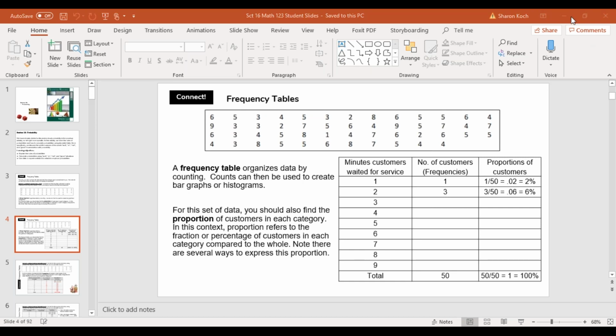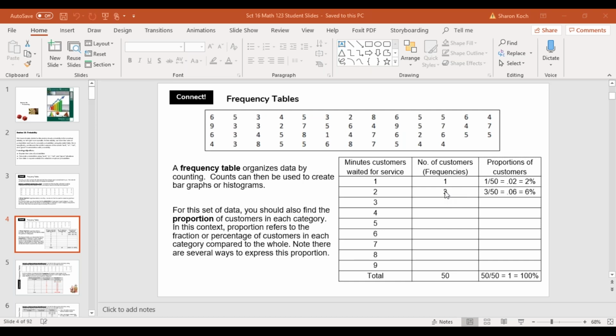Now, this can be done a number of ways. It could be done by just doing tally marks, or you might want to go row by row and count and cross off as you go along, whatever works for you. But we've penciled in the first couple here.